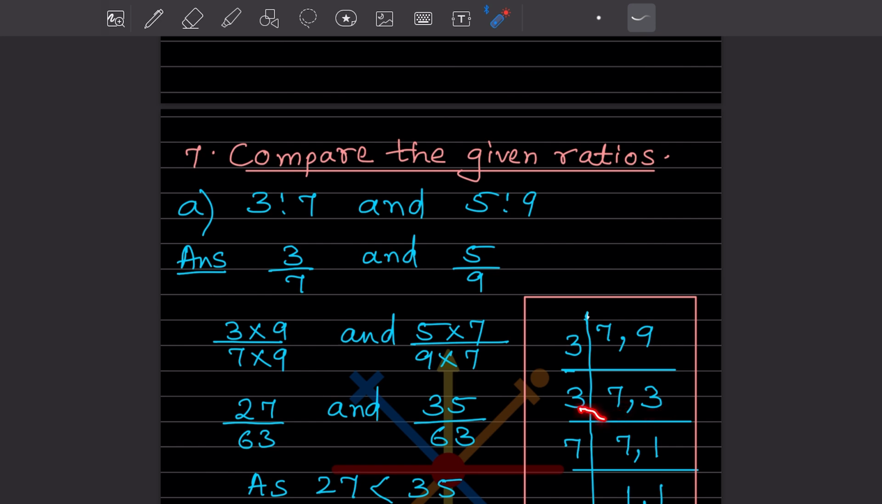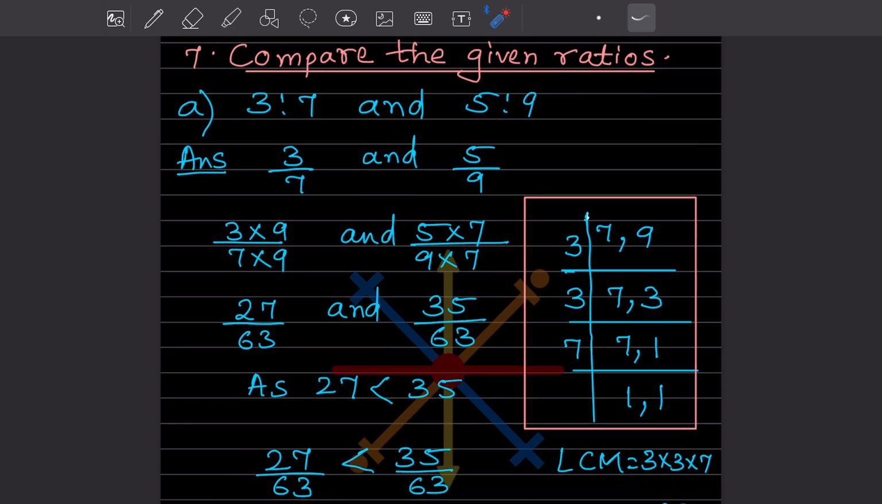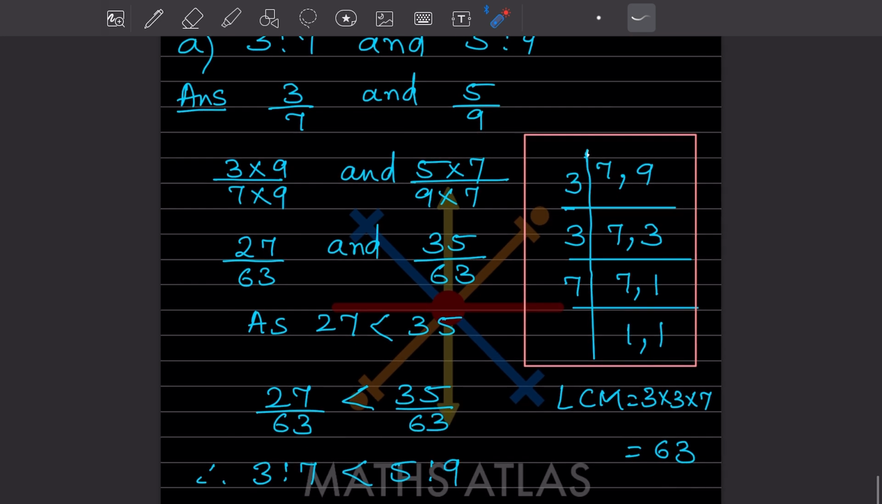Again this goes with 3. 3 ones are 3, and 7 as it is. Now we have 7 and 1. We write the 1 as it is, and because 7 is a prime number, it is divisible by the number itself, so 7 ones are 7. Now these three numbers we are going to multiply. So the LCM will be 3 multiplied by 3 into 7. 3 3s are 9, 9 7s are 63. So 63 is the LCM.